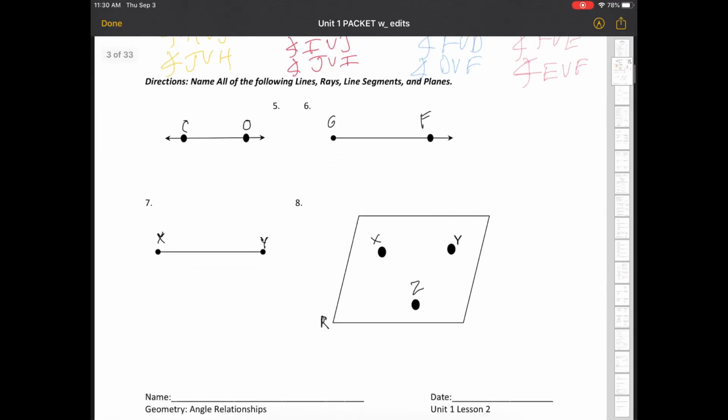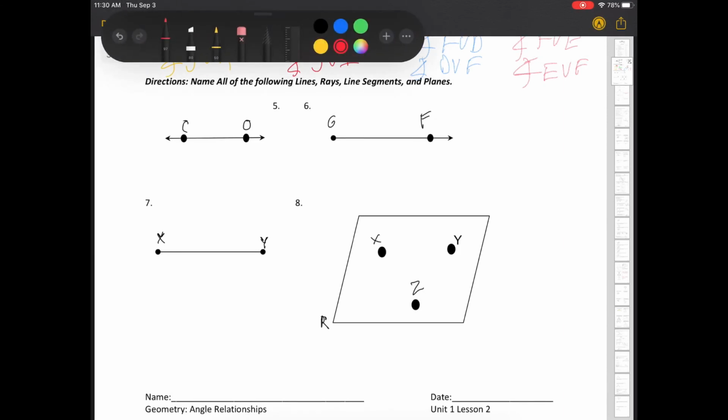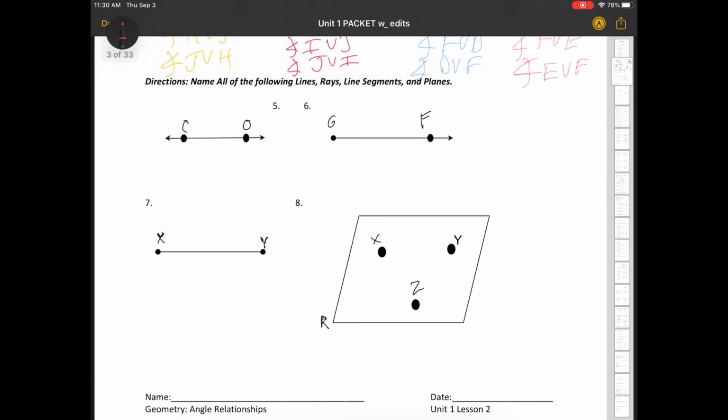So now if we move down, we have to name the following lines, rays, line segments, and planes. So let's go ahead and take a look here. The first one has two arrows on both ends. So this is a line. So what would be appropriate would be line CO or line OC. Those are both perfect answers there.